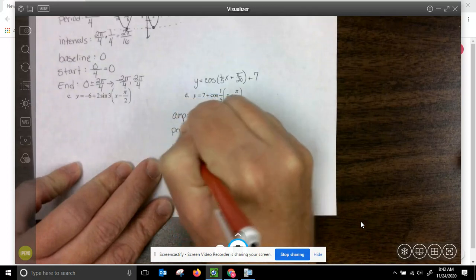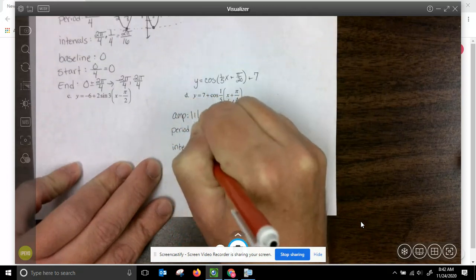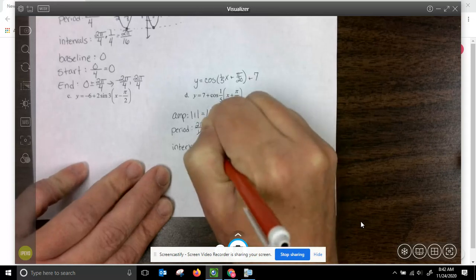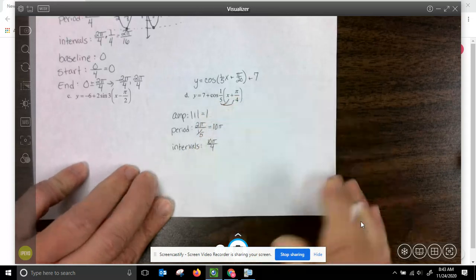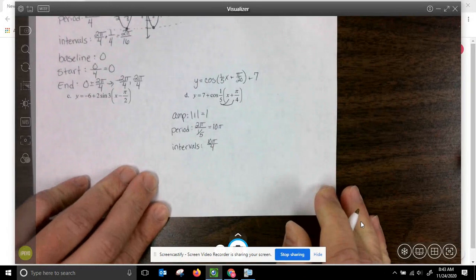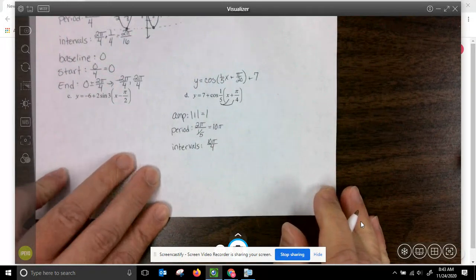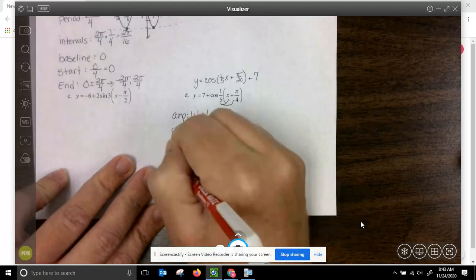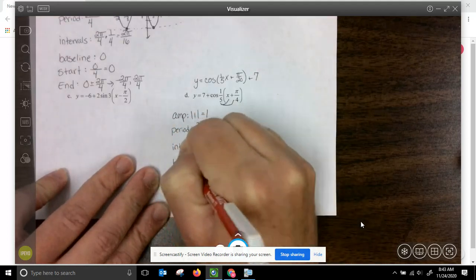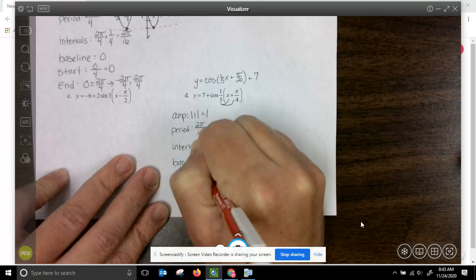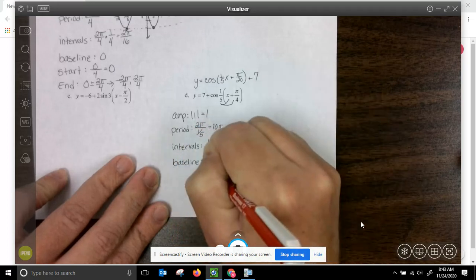Our intervals, we take our period that we just found, 10 pi, and divide it by 4. Again, that can be reduced, but you don't know if you really want to or not right away, so you can just leave it. Next, we go to our baseline. That's our D, that is 7.